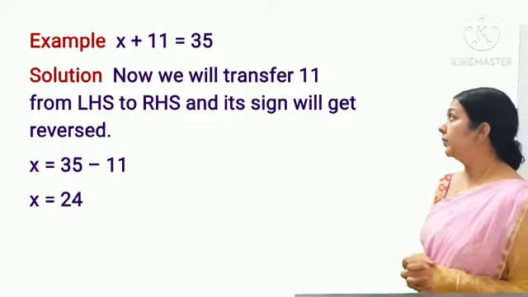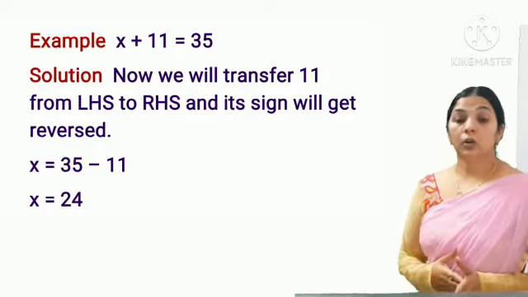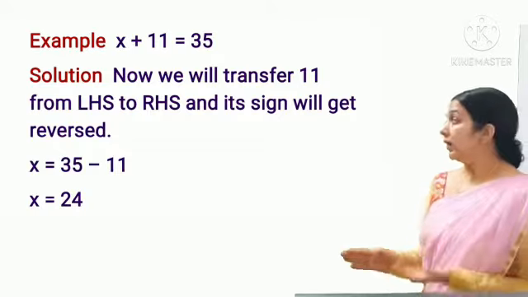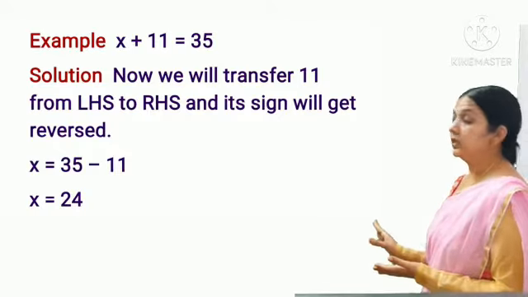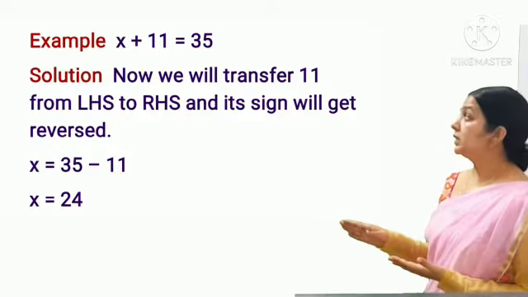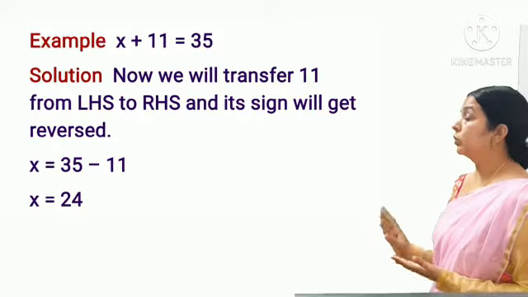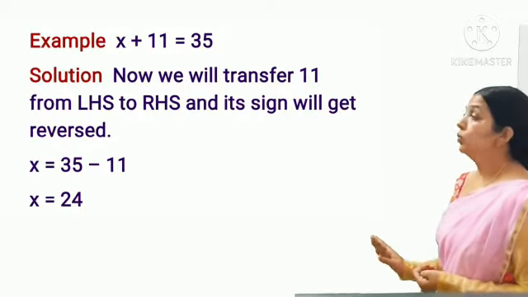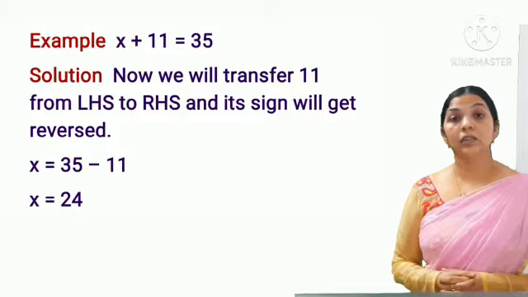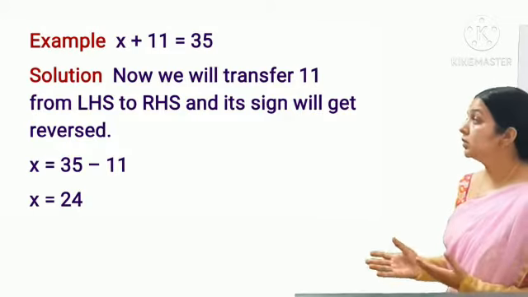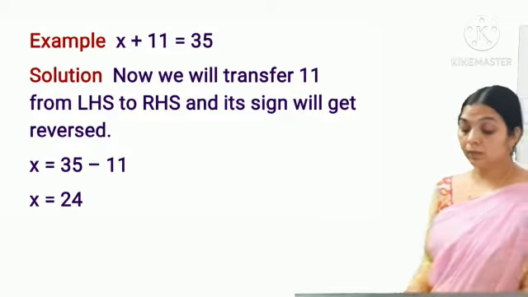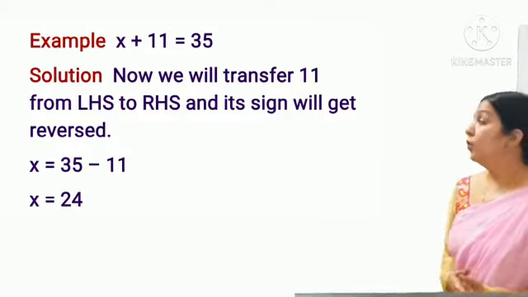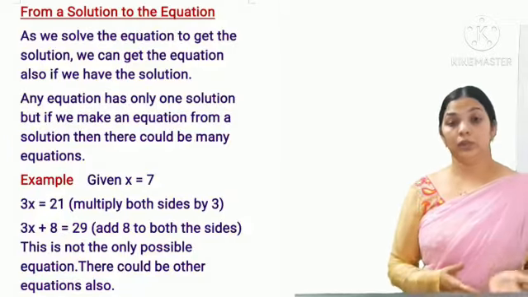x + 11 = 35. Now, we will transfer 11 to the right side. So +11 will become -11. So x = 35 - 11, that is 24. So we get the answer, x = 24. This is known as the transposing method.